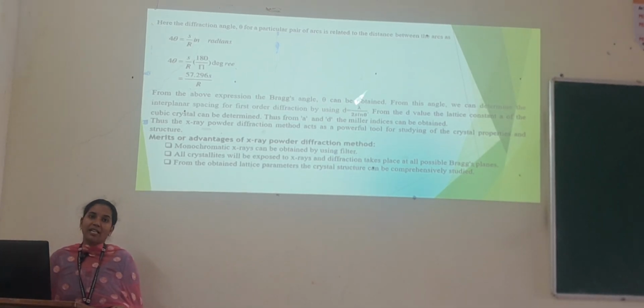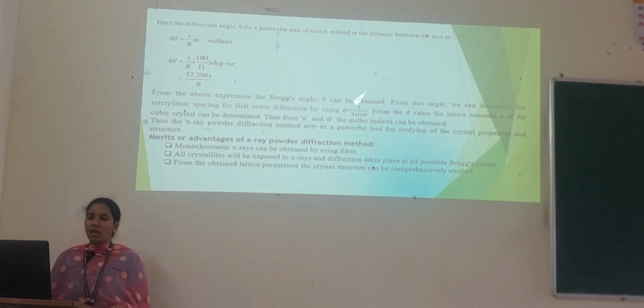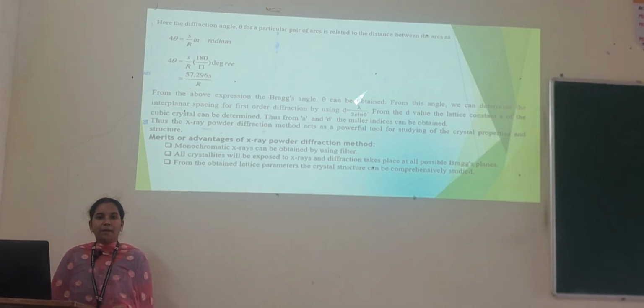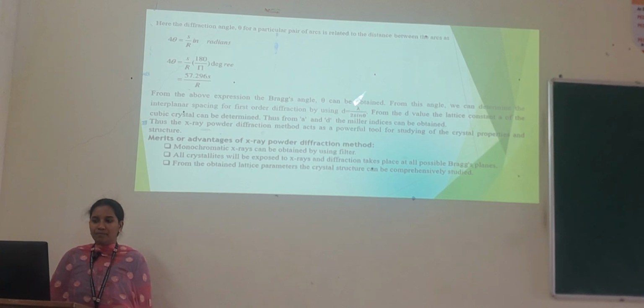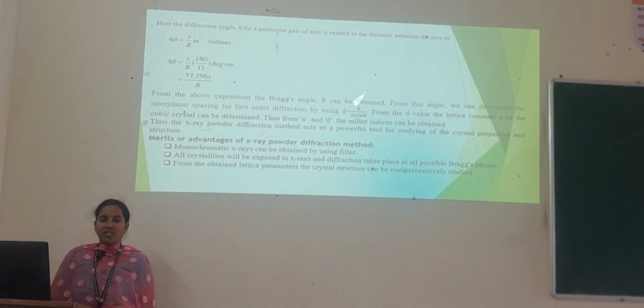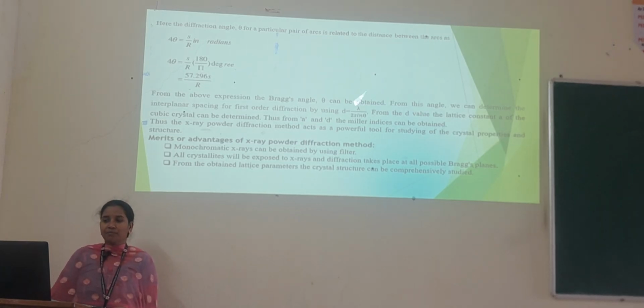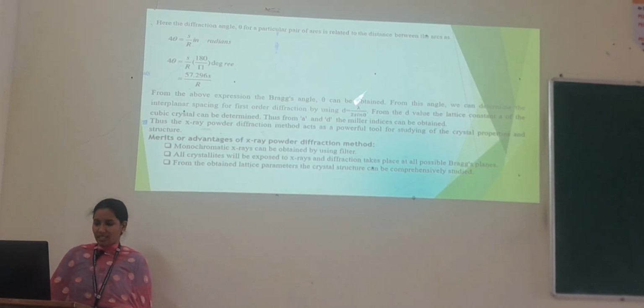So the merits or advantages of the X-ray powder diffraction method are: monochromatic X-rays can be obtained by using a filter. All crystallites are exposed to X-rays and diffraction takes place at all possible Bragg's angles. From the obtained lattice parameters, the crystal structure can be comprehensively studied.